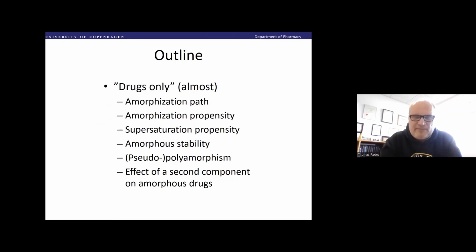We have to look at the amorphization path, the propensity of the drug to amorphize, supersaturation propensity, amorphous stability, possible pseudo or full-blown polyamorphism, and then also the effect of other components on that drug. And then I think we are in a very good position to start understanding also the more complex formulations such as co-amorphous systems and amorphous solid dispersions that we are of course also working on, as do many others, and we do this of course also in collaboration with many others.